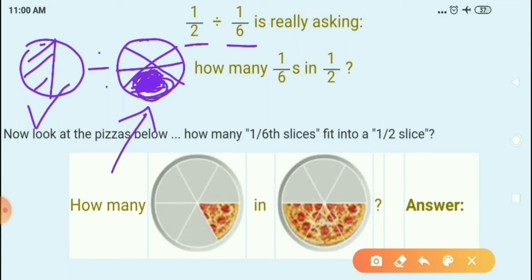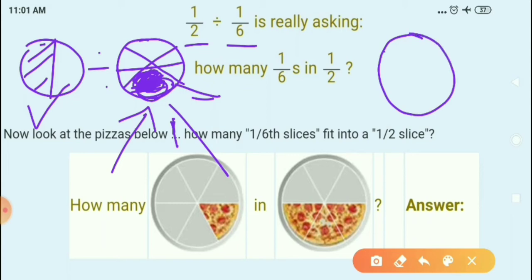So for that, what do we have to do? First we have to make their denominators equal, which means dividing into equal parts. In the second fraction we have 1 upon 6, meaning the total number of divided parts is 6. So in the first picture we also have to divide the whole picture into 6 parts, in this way. And 1 upon 2 part was colored, so we will color that part.